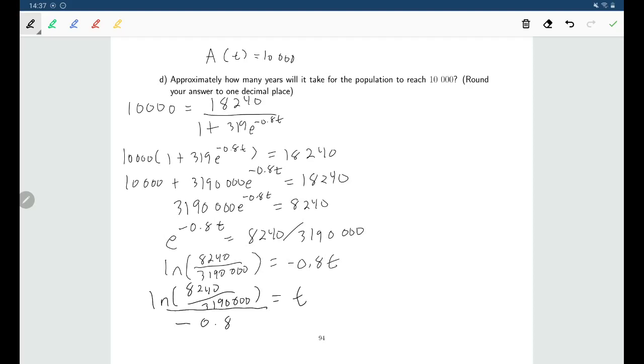And when I run this through my calculator, I got approximately 7.448. So about 7.4. So in 7.4 years, there will be 10,000 trout. And there we go.